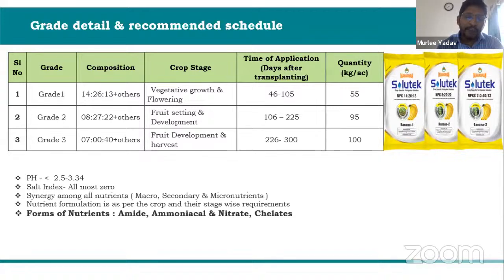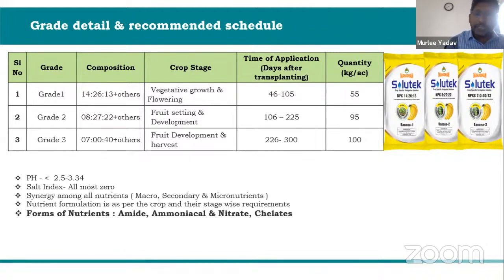Although the Government of India has permitted 1 to 1.5% chloride level, depending on the grades, in our case, since we wanted to improve the use efficiency, we have reduced the chloride level to almost zero. So their use efficiency is much higher due to this negligible percentage of chloride. And whatever nutrients are there in the products, there is synergy among all the nutrients. If there is synergy among all the nutrients, their efficiency will be much higher.